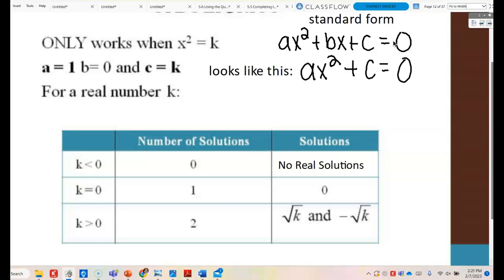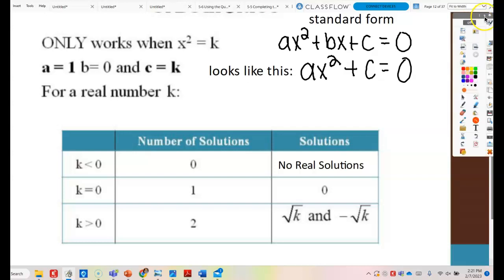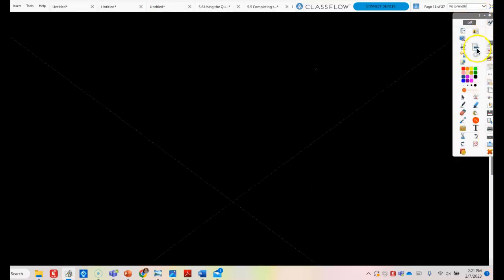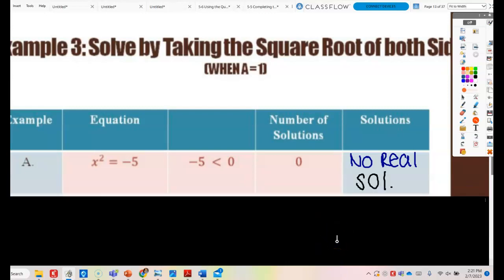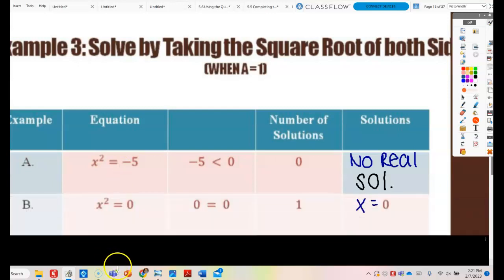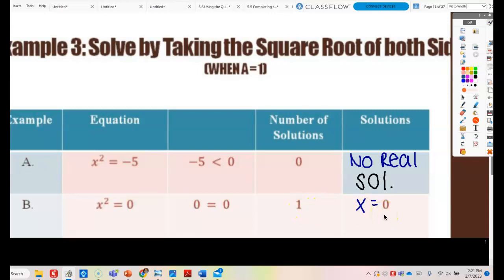Okay. So what does that look like as examples? We're going to look at an example of each. If the K value is negative once you solve, then you get no real solution. If when you solve you get x squared equals 0, then you get one solution at 0.